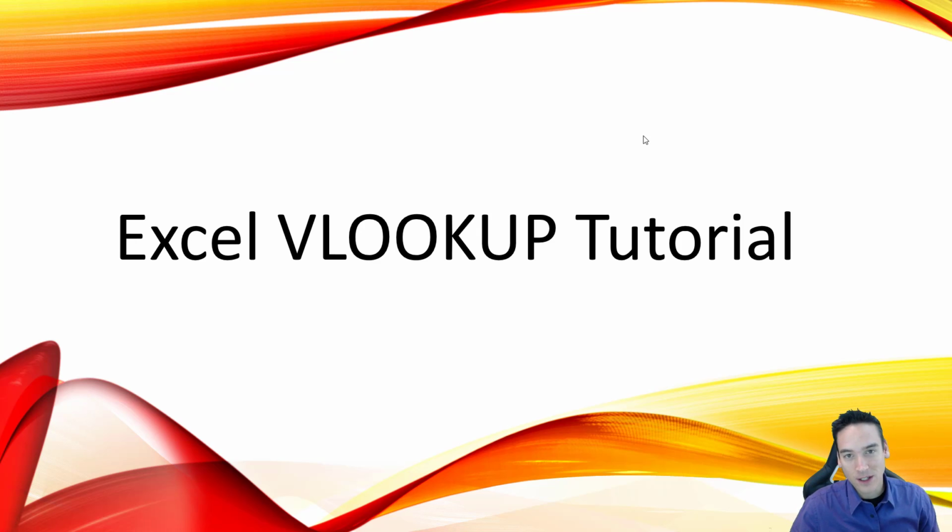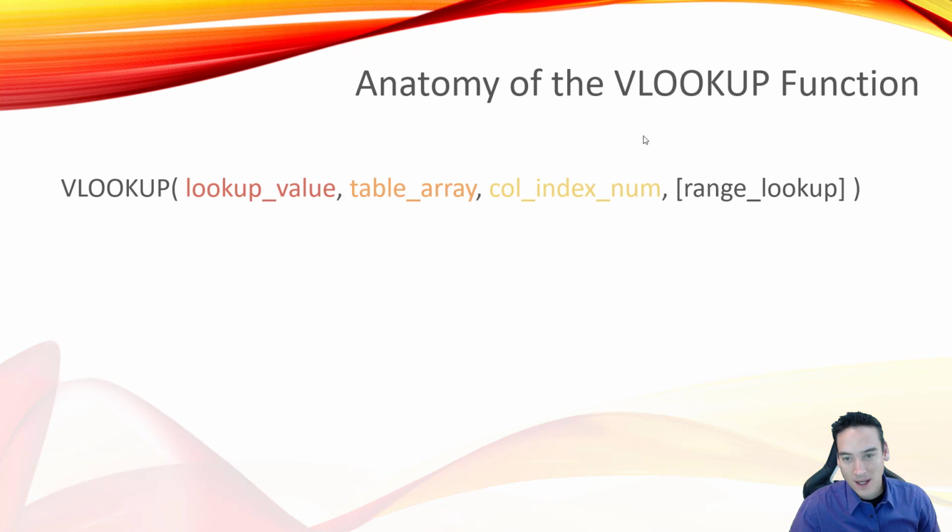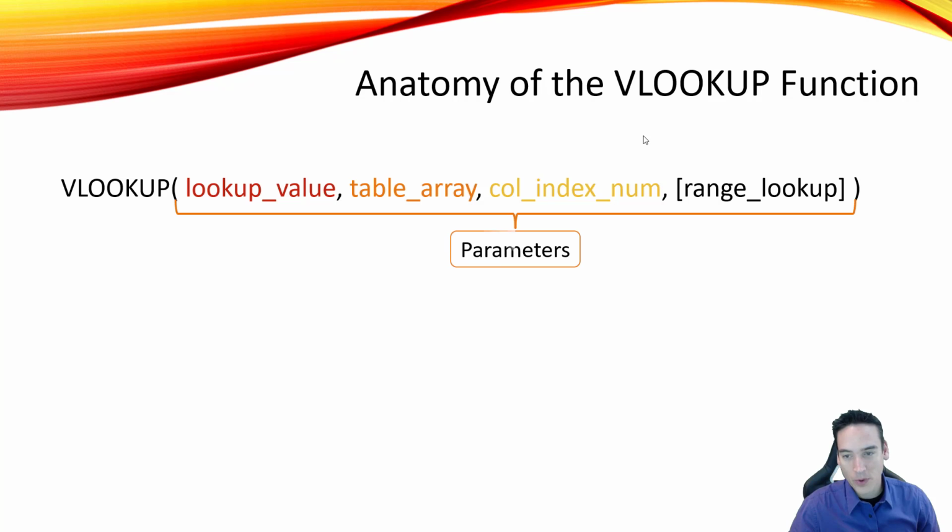I'm going to take you on a quick tutorial of the Excel VLOOKUP function. So to start with, we're going to break down the function here for a minute and talk about the four parameters that the function requires. One of those parameters is optional.